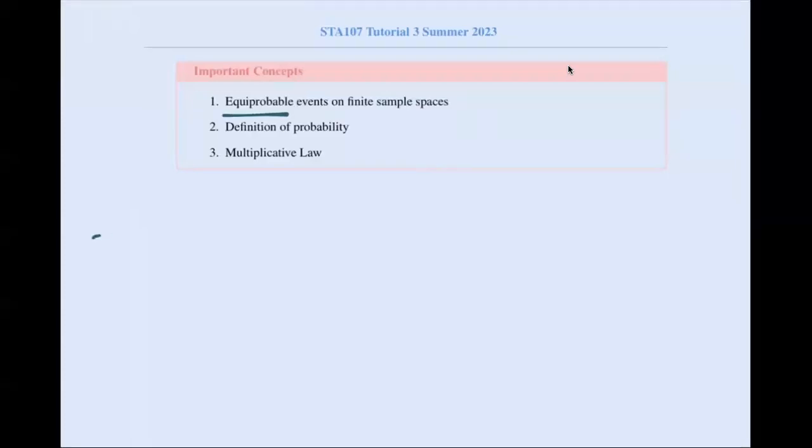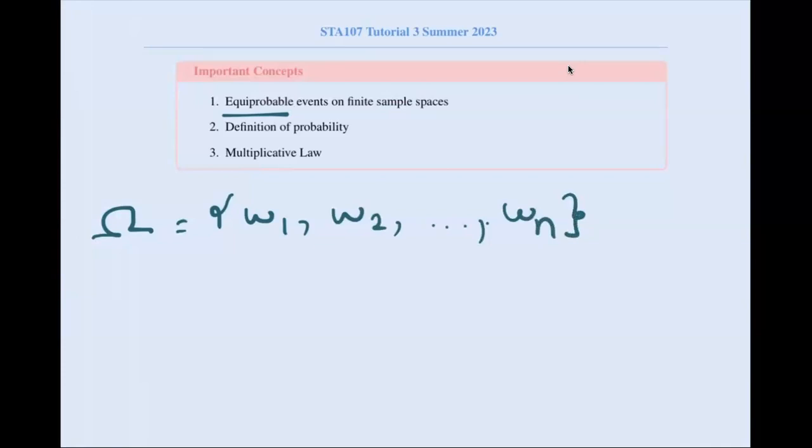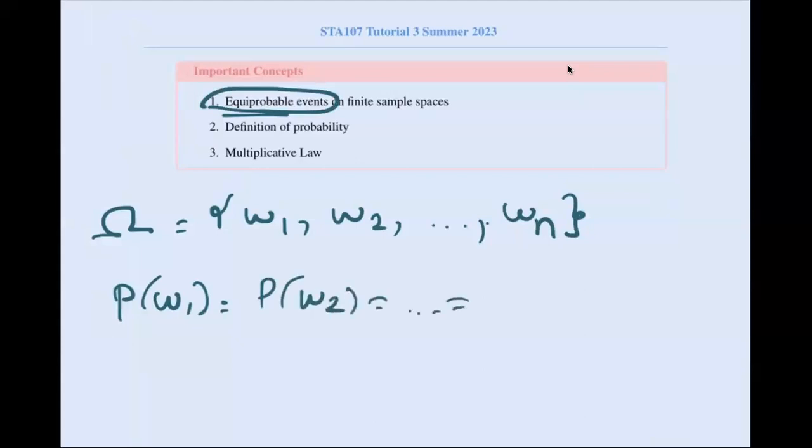It just means, let's say your sample space has a bunch of events, W1, W2, up to Wn, and let's say that your sample space is finite. This means that every event in your sample space has the same chance to happen, which means probability of W1 equals probability of W2 equals probability of Wn, and equal to 1 over n.